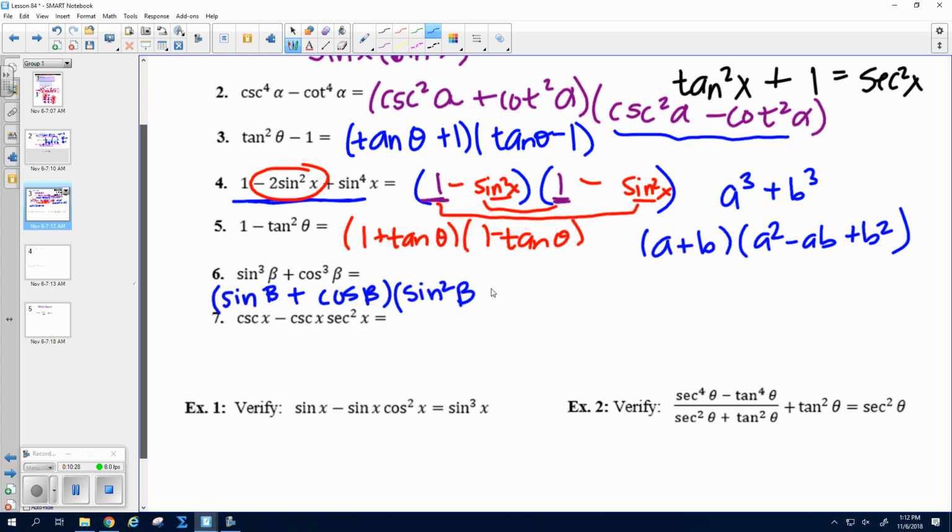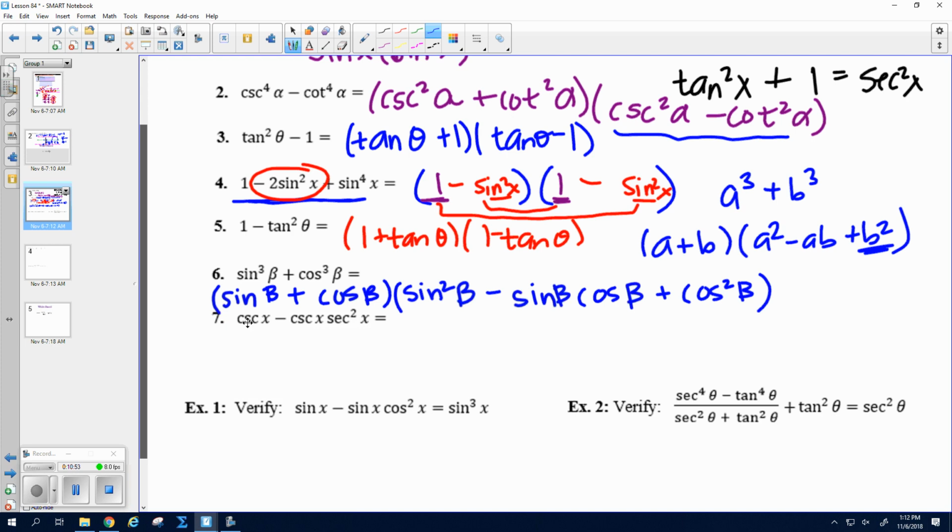Good, sine squared beta. And then I have a minus sign, and I multiply them together. So I multiply this times this, so it's a sine beta cosine beta. And then a plus the second thing squared, so it's a cosine squared beta. That's just the cubes formula using sine and cosine instead of a and b.